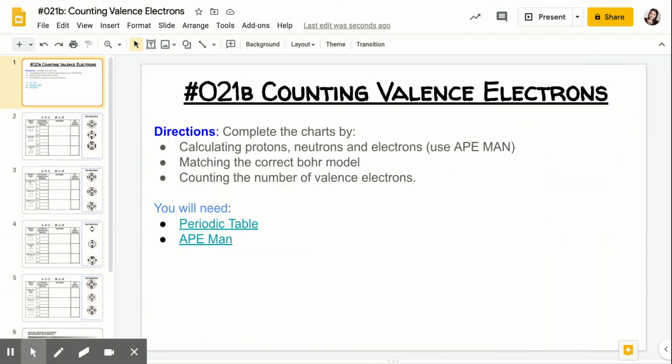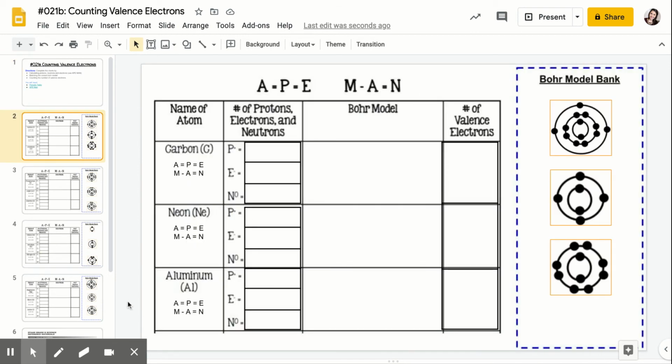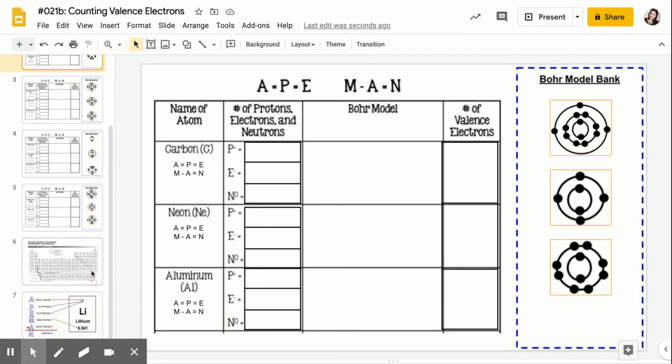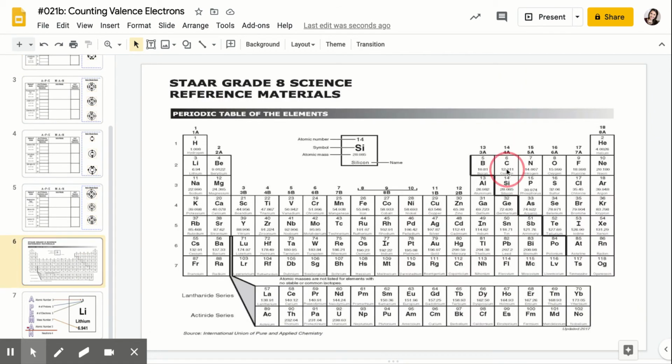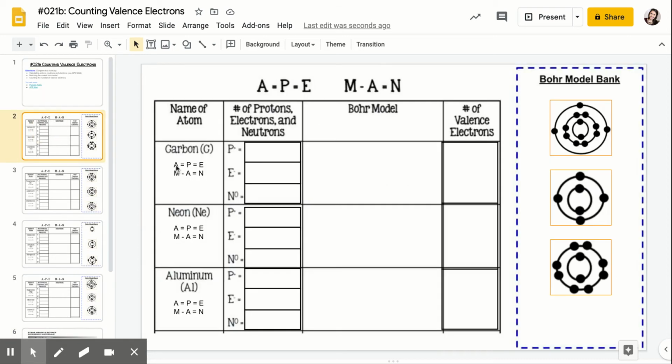Okay. All right. So the first thing we're going to do is we're solving for carbon. So we need to solve using APMAN. So you're going to go to your periodic table. And so carbon right here, I see has an atomic number of 6. And then it has a mass of 12.0. So that rounds to 12. Okay, so here we go. Has atomic number of 6. And then a mass number of 12.